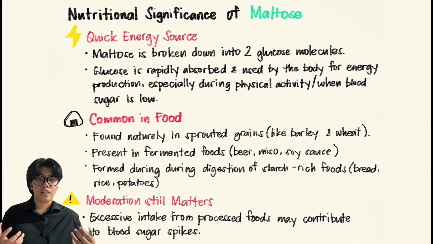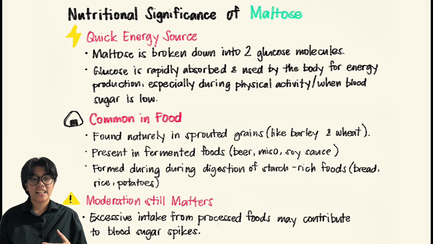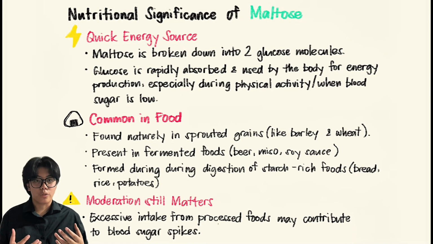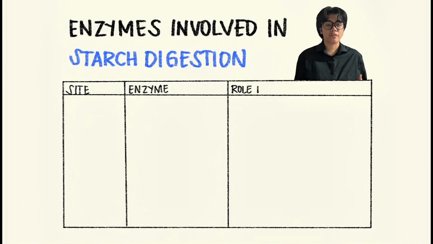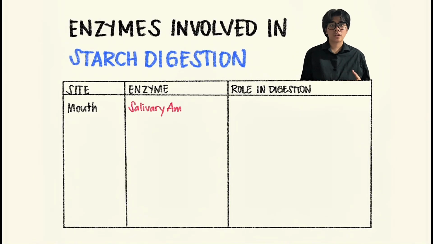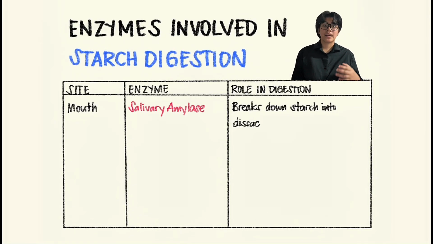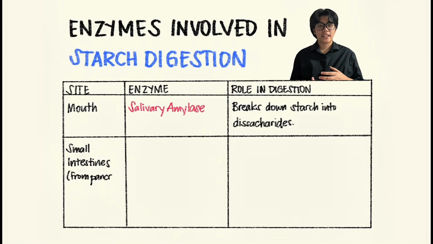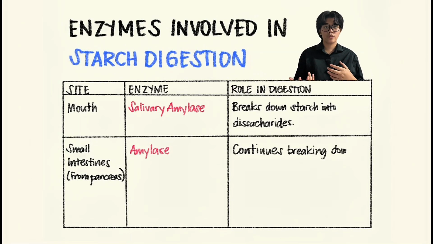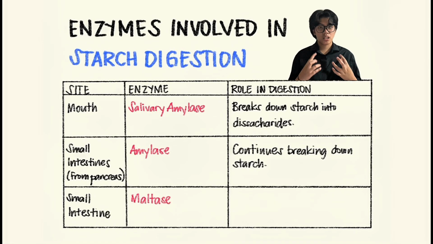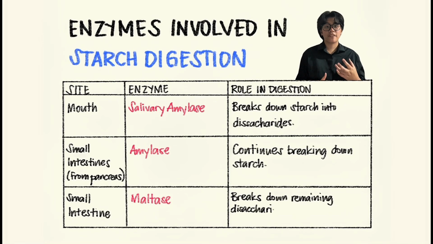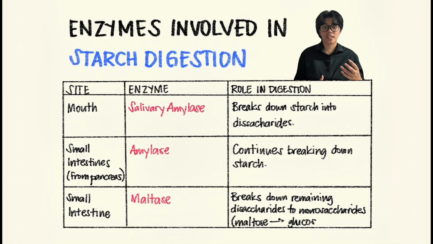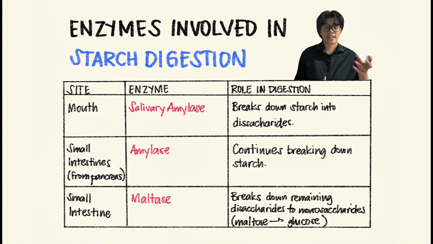So now that we've covered its nutritional significance, let's move on to the different enzymes that are involved in starch digestion and their specific roles. Let's now talk about the different enzymes involved in starch digestion. Starting with salivary amylase, or ptyalin, which is located in the mouth. When we chew our food and saliva comes in contact, it has an enzyme called salivary amylase, or ptyalin, and what it does is break down the polysaccharide into disaccharide. So your starch to maltose.